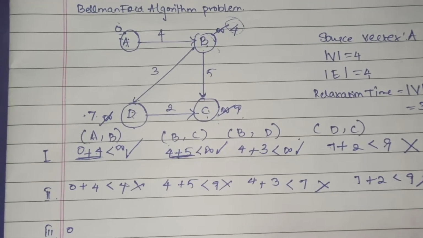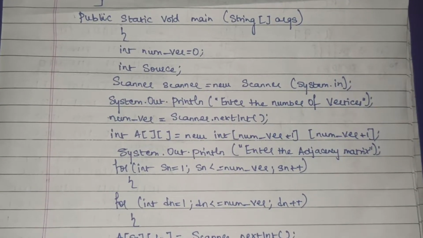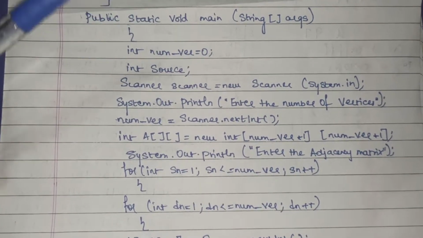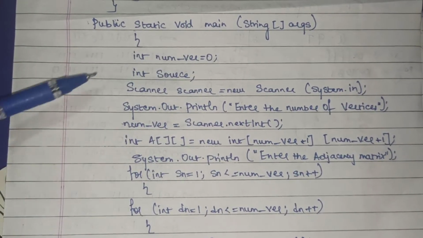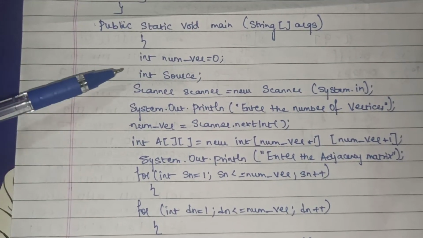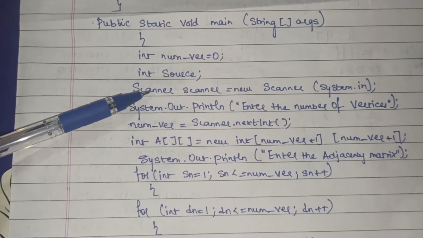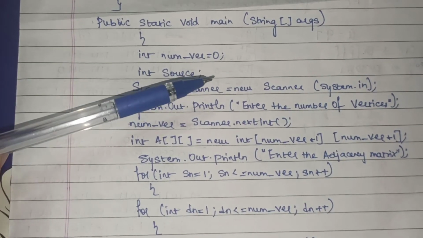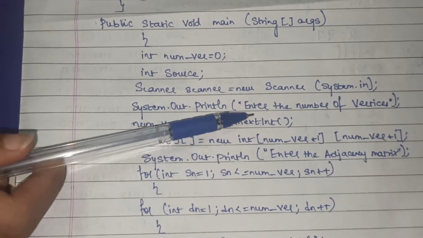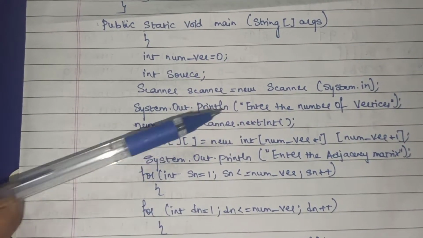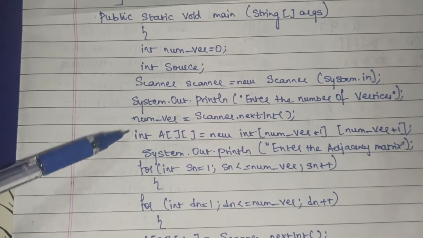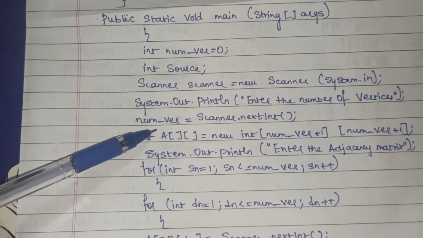So we'll be taking up the program next. Coming to the program, first we'll look at the main program. You have the public static void main and the string arguments that are passed. Then we'll declare a variable number of vertices that is assigned 0, and a variable source. Then you have a scanner class and a scanner object defined in order to get the input from the user. You ask the user to enter the number of vertices, and the user will use the scanner object to enter the number into the num_vertex variable that you have specified.